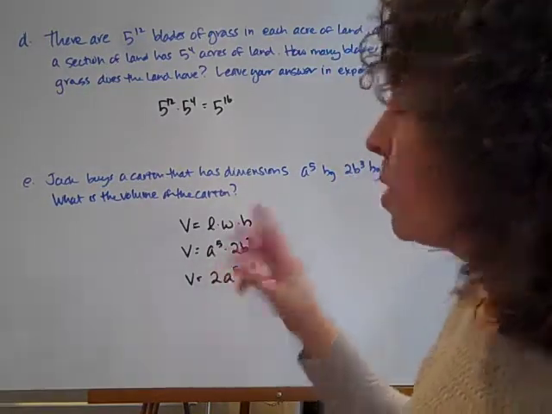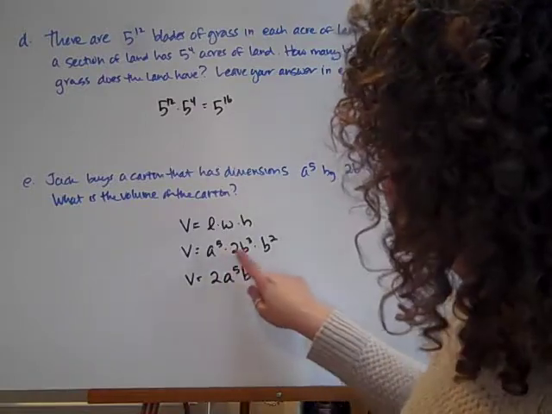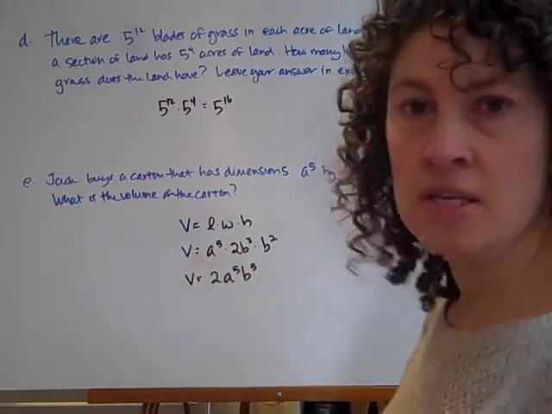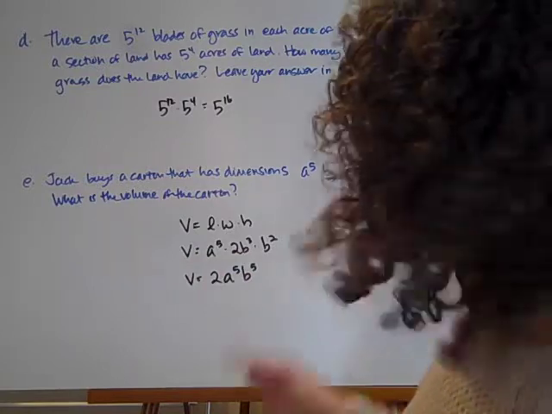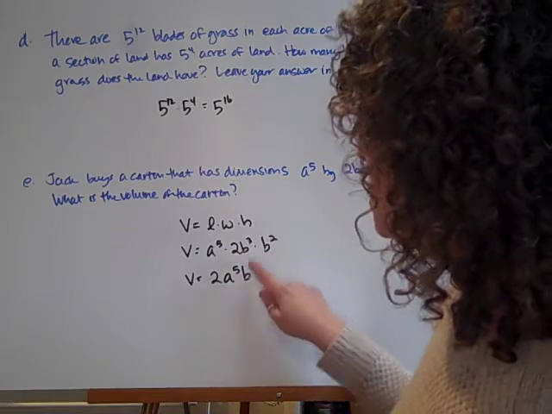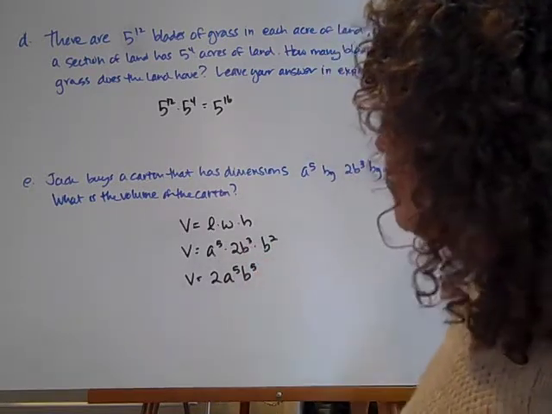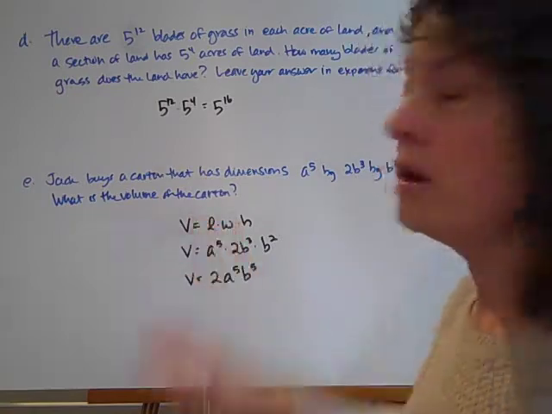So my 2, we always put, if I have a constant, a number, we put that out in front. My a to the 5th, there are no other bases that are the same, so a to the 5th just stays a to the 5th. And I have b to the 3rd times b to the 2nd. I'm going to keep that base of b and add my exponents to get b to the 5th. So those are the dimensions for the volume of my carton.